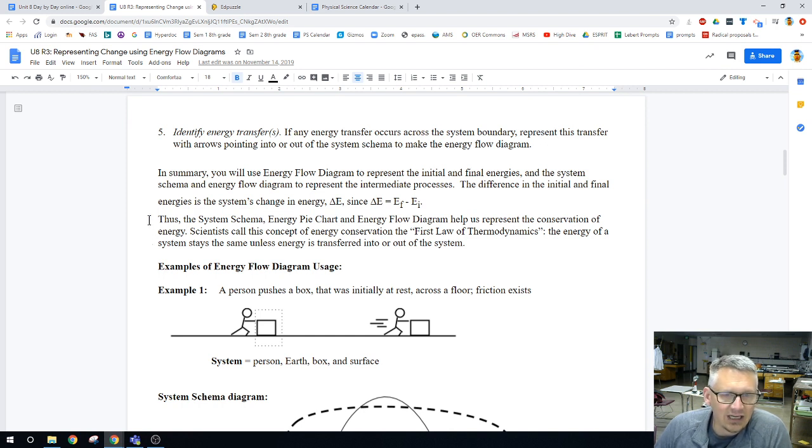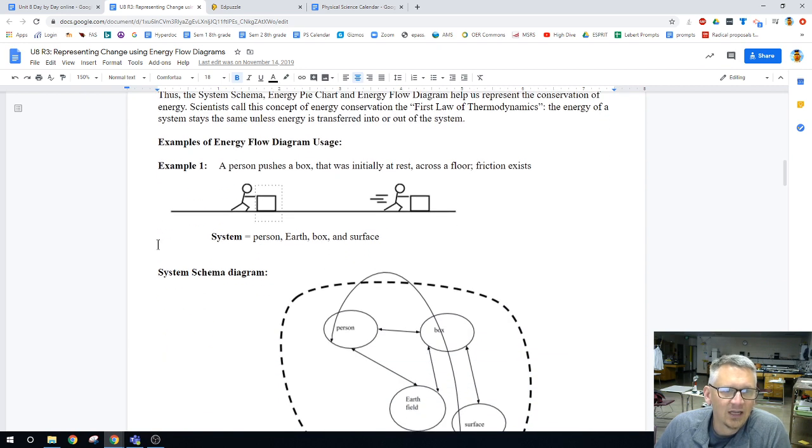Thus, the system schema, energy pie charts, and energy flow diagram help us represent the conservation of energy. Scientists call the concept of energy conservation the first law of thermodynamics. The energy of a system stays the same unless energy is transferred into or out of the system.